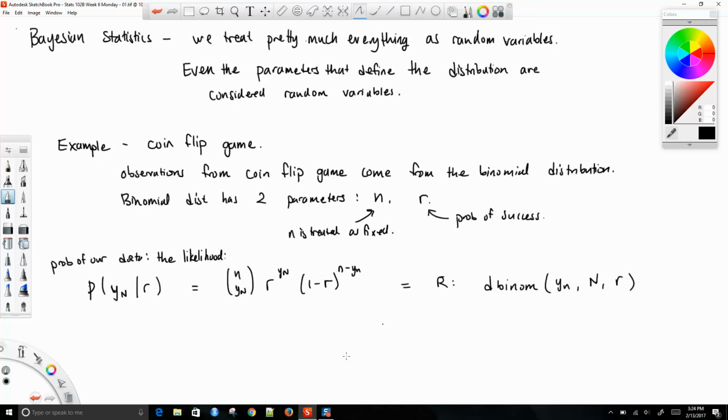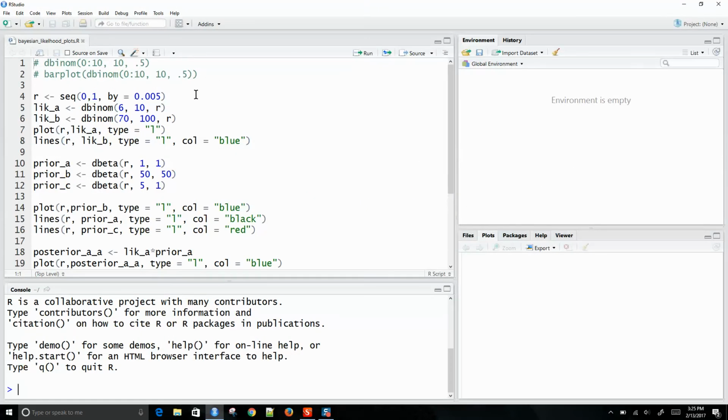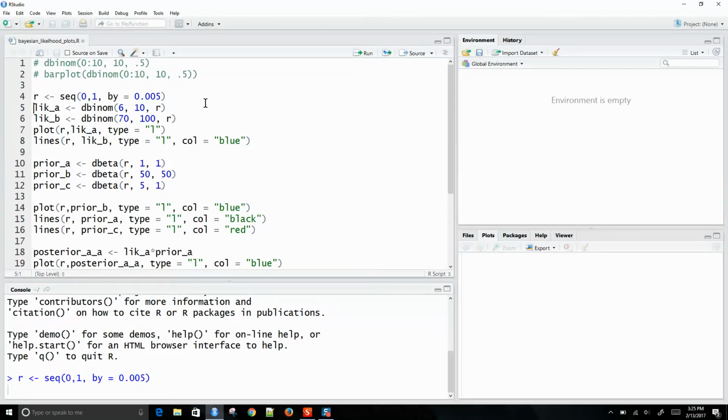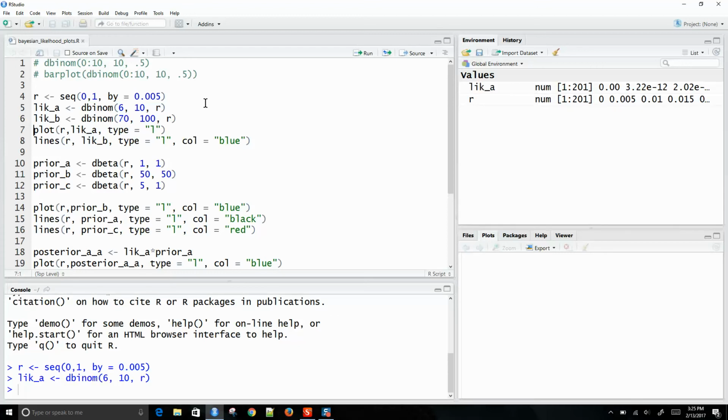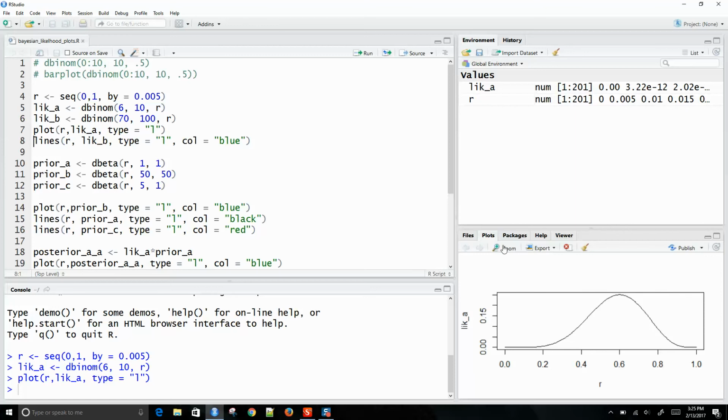Okay, and we took a look at this already when we created some likelihood plots. When we plot the likelihood, we plot it as a function of r. When you create a plot, you create a sequence, and r, the probability of a success, goes between 0 and 1. So we can just say, let's plot the likelihood if I see 6 heads out of 10 flips. Okay, and so if I do this, the likelihood looks like this.